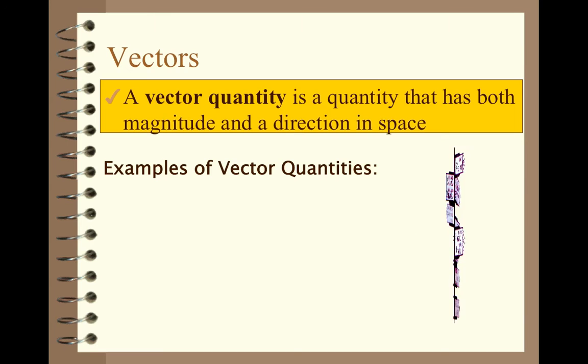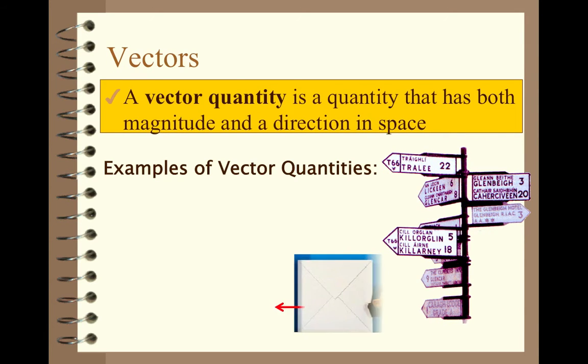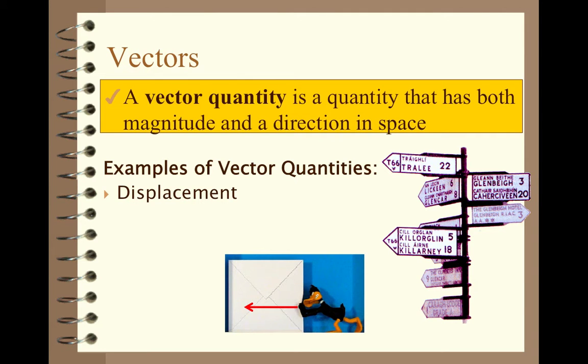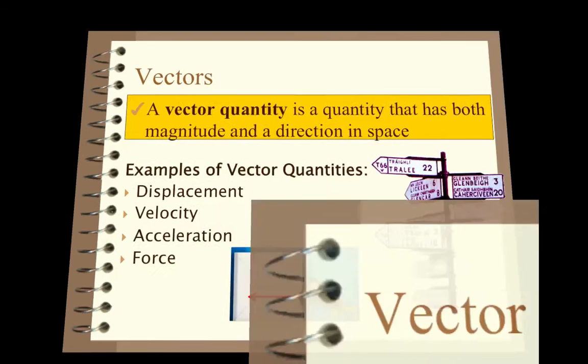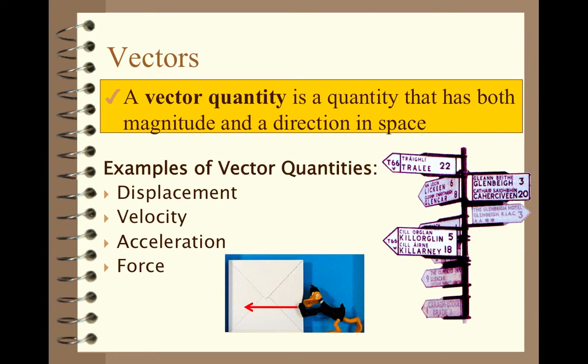And so examples of quantities that we would have for these would be, once again, first of all, we could say displacement, like I was mentioning, velocity, acceleration, force, and that's it. Okay, so as we're looking at displacement, velocity, acceleration, force, these would all require a direction.